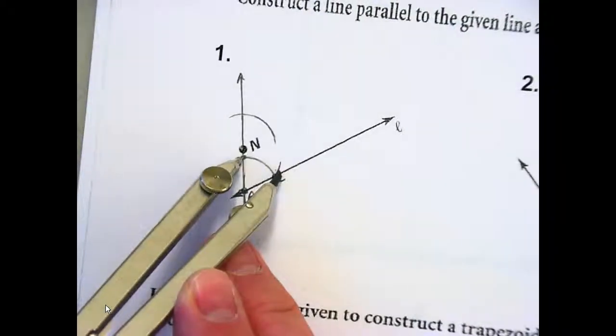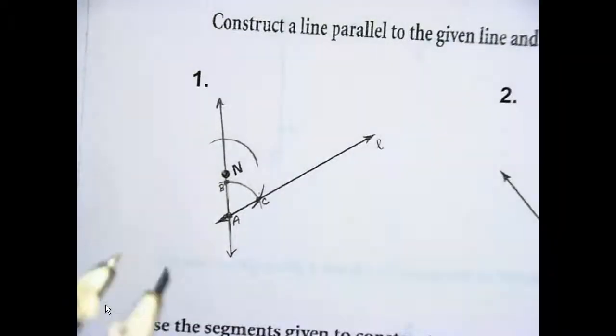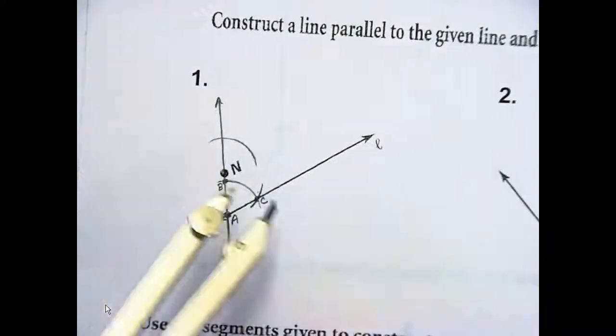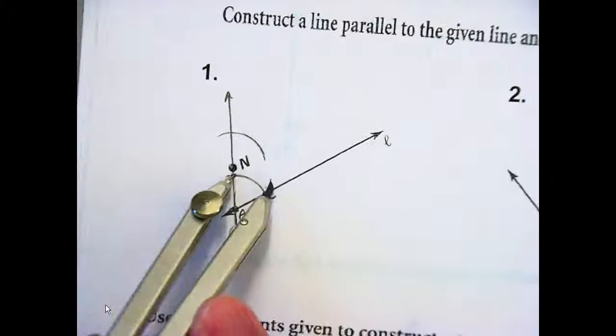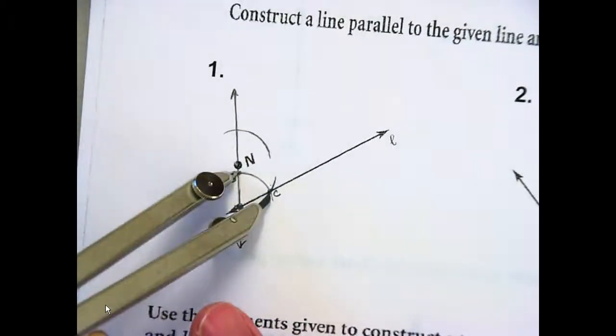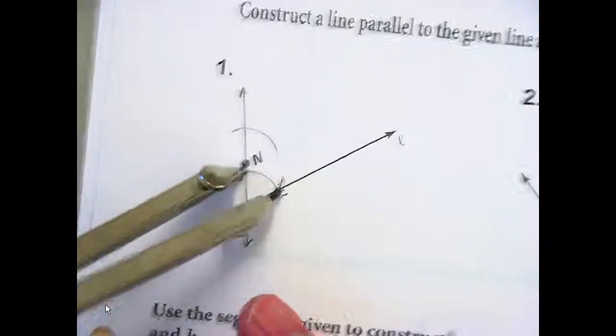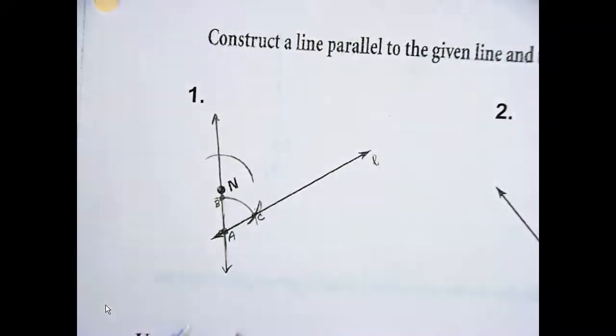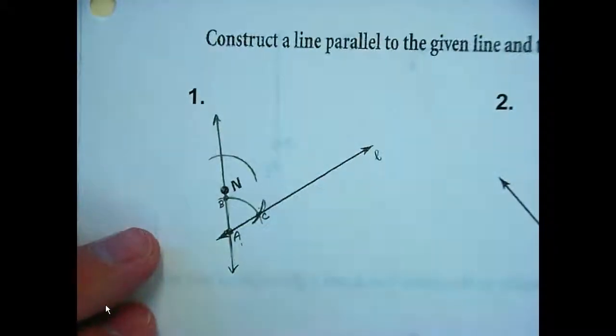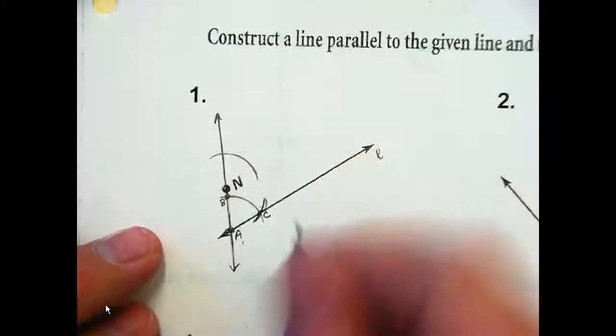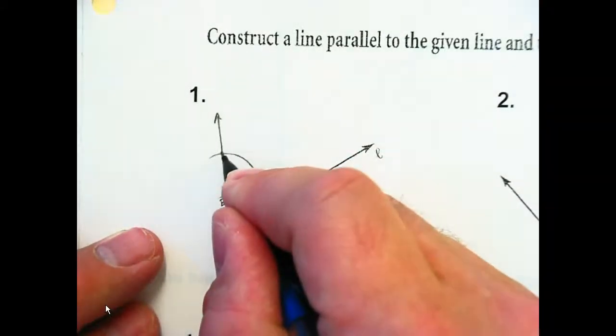Okay. Yeah, good. Put your compass point at point B, and then make an arc where your first arc hits point C. So I've got to make sure I've got there we go. Okay, and then we're going to go ahead and keep our compass set the same. I'm going to label this point D.